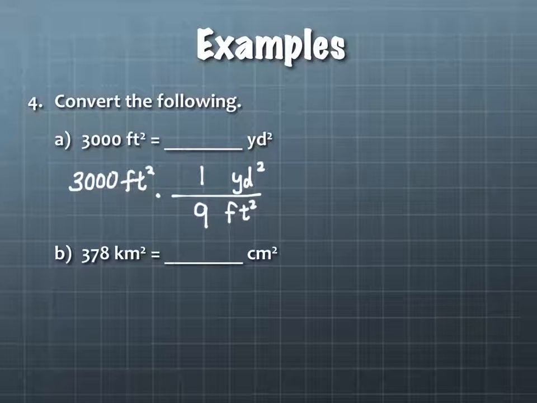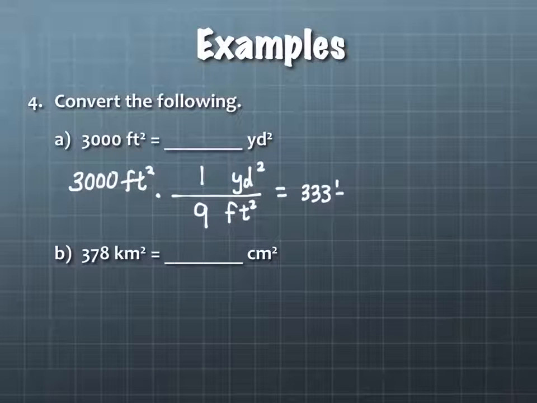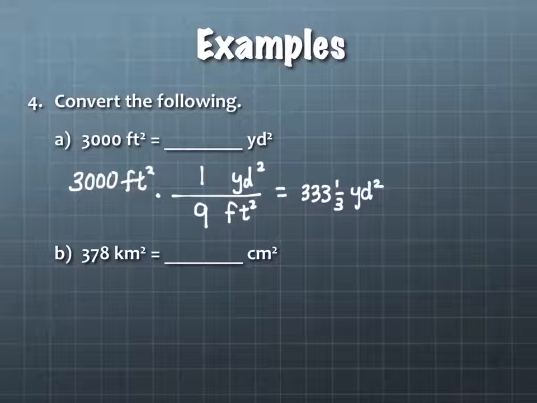So if we do that, we would take the 3,000, we would divide it by 9, and we'd end up with what? 333 and 1/3. If you want to use decimals, you can do 333.3 repeating. That's okay. But this would be our yards squared. So obviously that works. I have no problem with doing it that way. This is not how I think about it though.